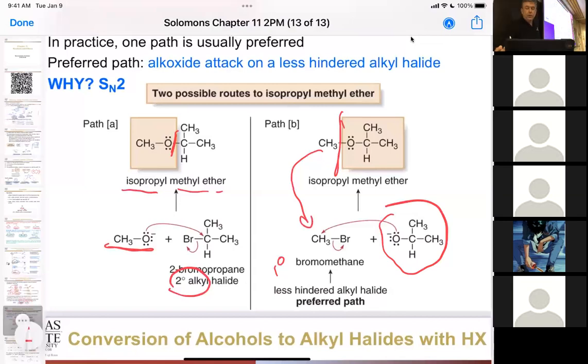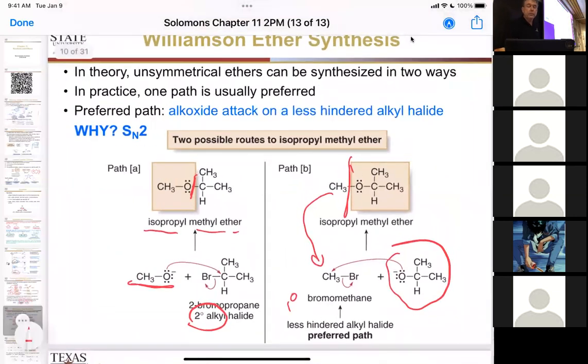So when we want to do this attack, you want to have the primary part of your ether be the alkyl halide, and the other half of the molecule be the alkoxide.